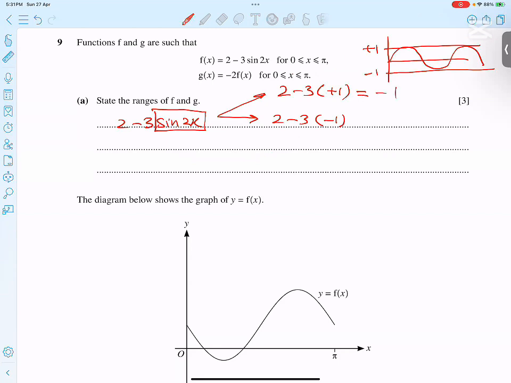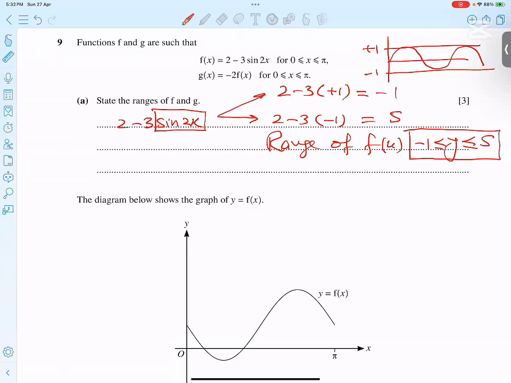The upper number gives -1, the lower number I get is 5. So it means the highest value of the curve is 5 and the lowest is -1. So the range is so simple. The range of f of x is y, I just mentioned, highest 5, lowest -1. This is my final answer.